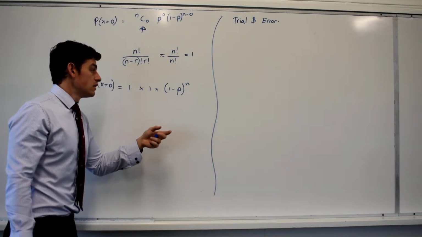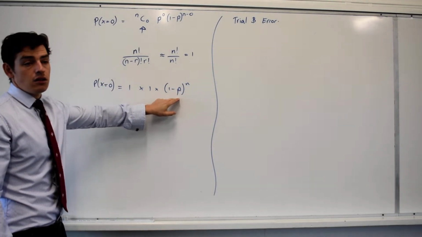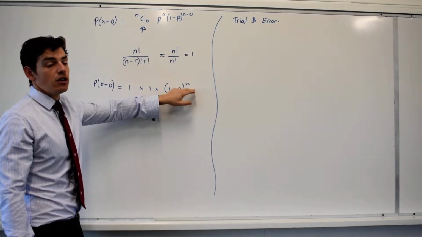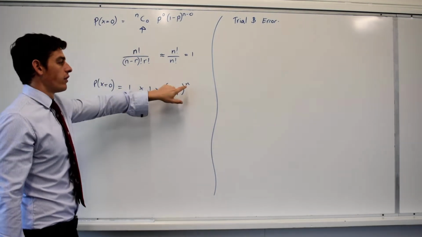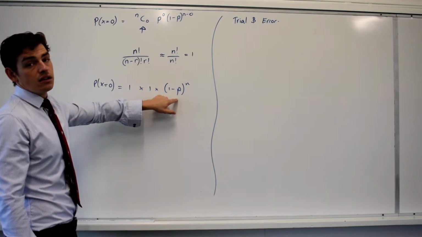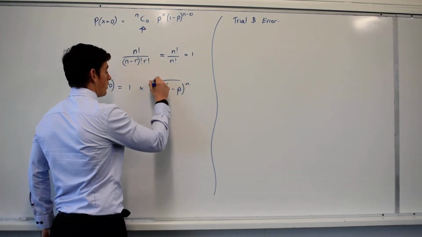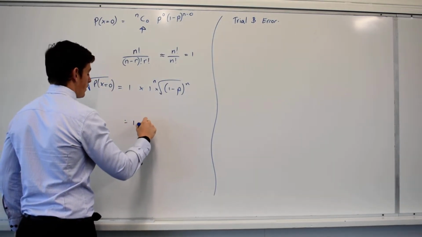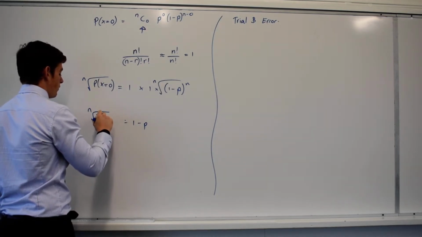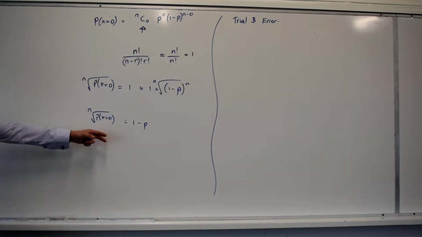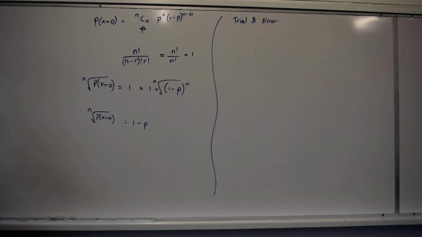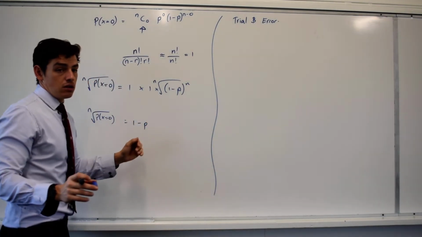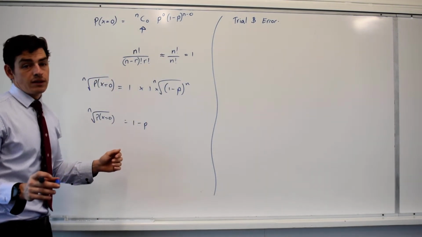If I want to find p, I'll have to know n. So how do I get rid of n if it's a number, say 3 or whatever? Not log, if that's for p. If I know what n is and I'm looking for p, I'd take the nth root of both sides, wouldn't I? And that will leave me with 1 minus p equals the nth root of a number. Sweet. Nice and easy. Cool? Does that make sense?